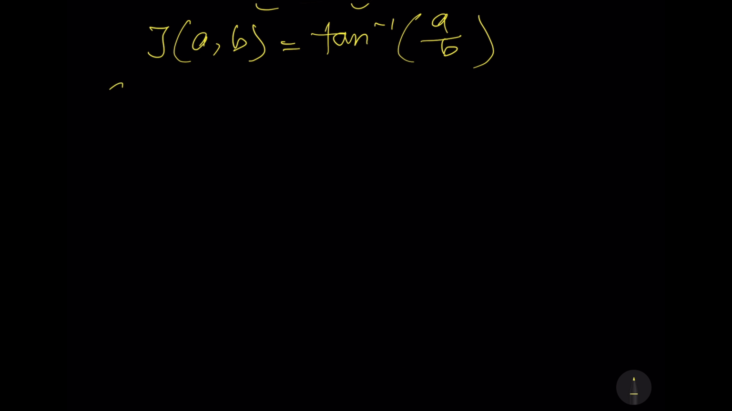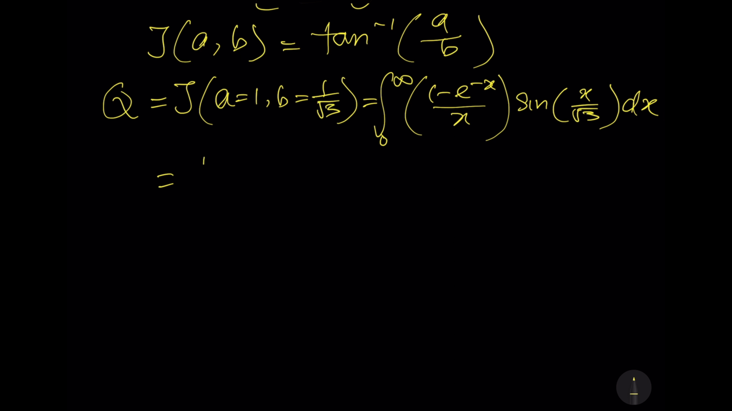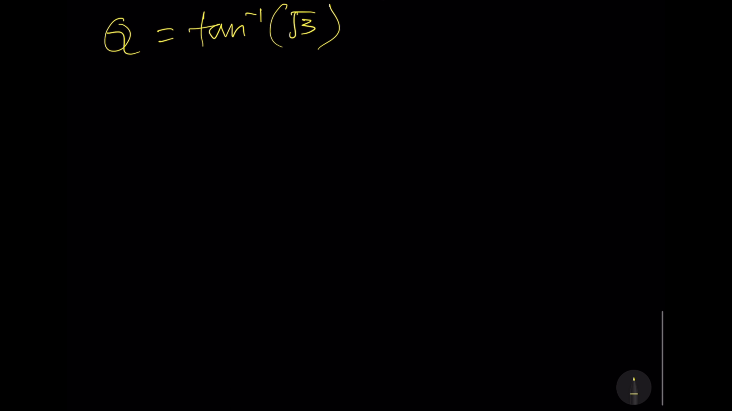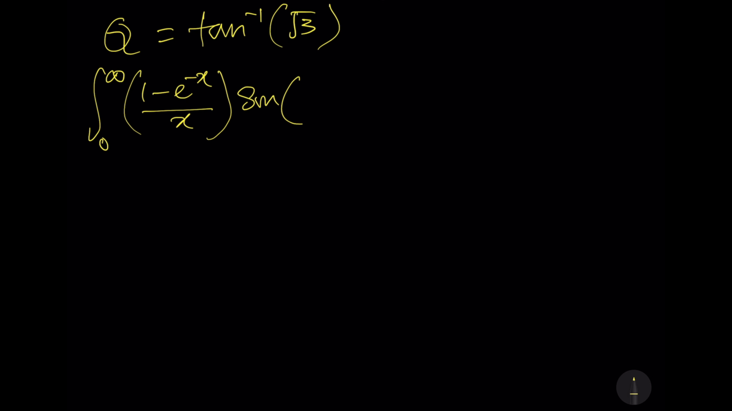At the beginning of this video, we defined Q equals J with a equals 1 and b equals 1 over square root 3, which gives us inverse tangent of 1 divided by 1 over square root 3, which is inverse tangent of square root 3. That brings us to the conclusion of this video. The final answer of this question is equal to pi divided by 3.